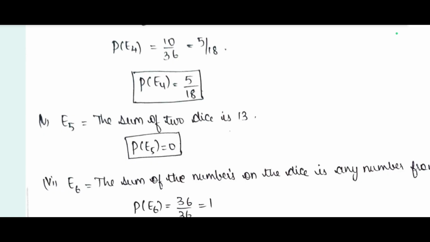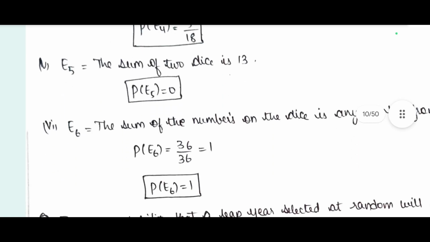Next, the sum of two dice is 13. This is an impossible event. 6 plus 6 is 12 only. If the first dice shows 6, the second dice also shows 6, and if I add them, I get exactly 12. It is not equal to 13. So we won't get the sum of the numbers on the dice as 13. So that is 0 probability, that is 0 divided by 36, which means 0.